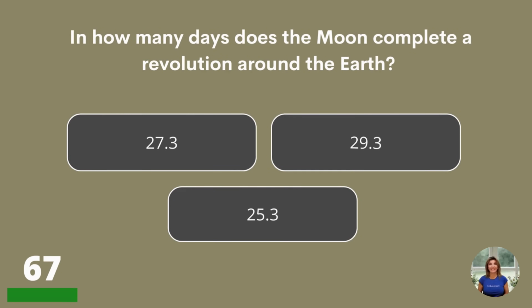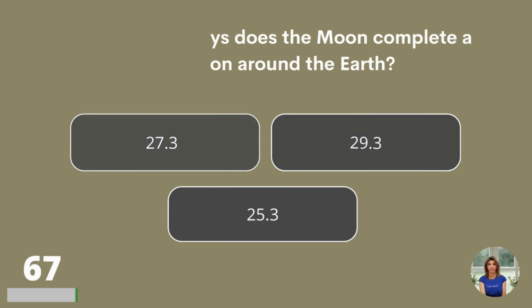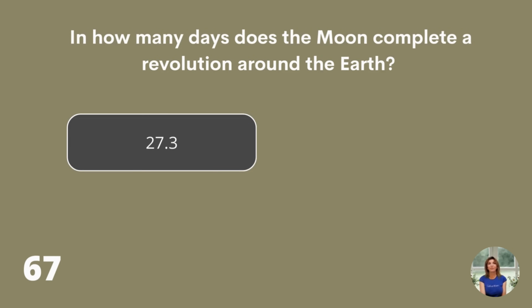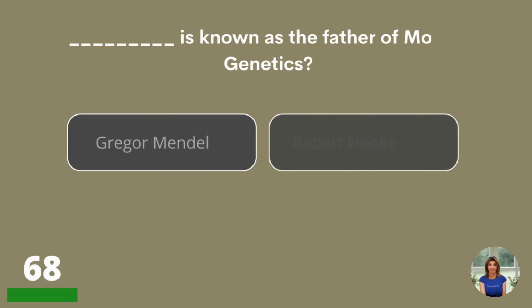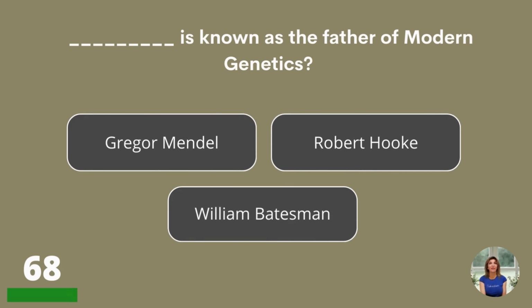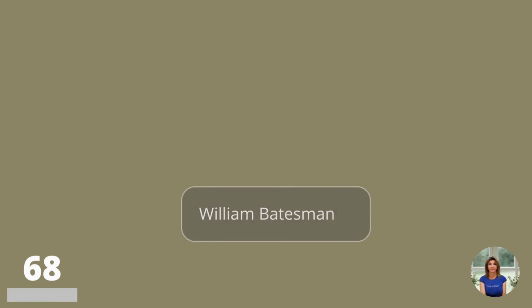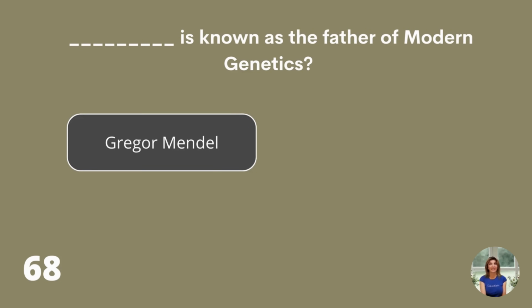In how many days does the moon complete a revolution around the Earth? 27.3, 29.3, or 25.3? 27.3. Who is known as the father of modern genetics? Gregor Mendel, Robert Hooke, or William Bateman? Gregor Mendel.